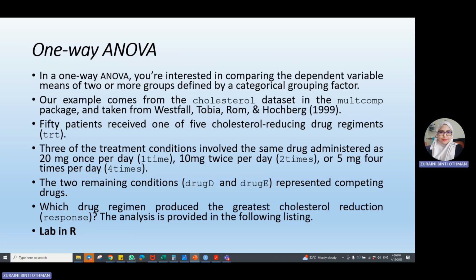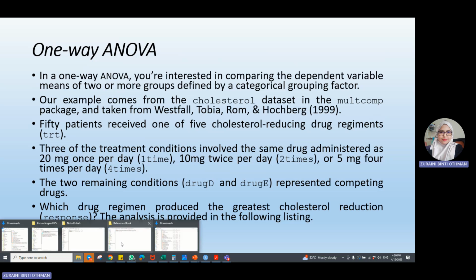Three of the treatment conditions involved the same drug administered as 20 milligrams once per day, or 10 milligrams twice per day, or 5 milligrams 4 times per day. The two remaining conditions, drug D and drug E, represent competing drugs. Which drug regimen produced the greatest cholesterol reduction response? The analysis is provided. So let's do it in R.